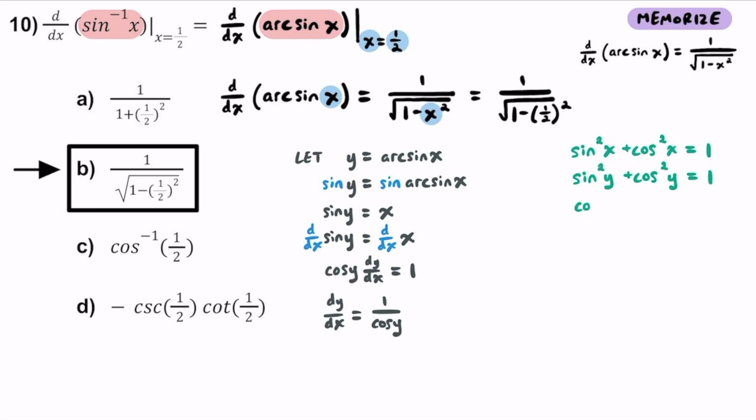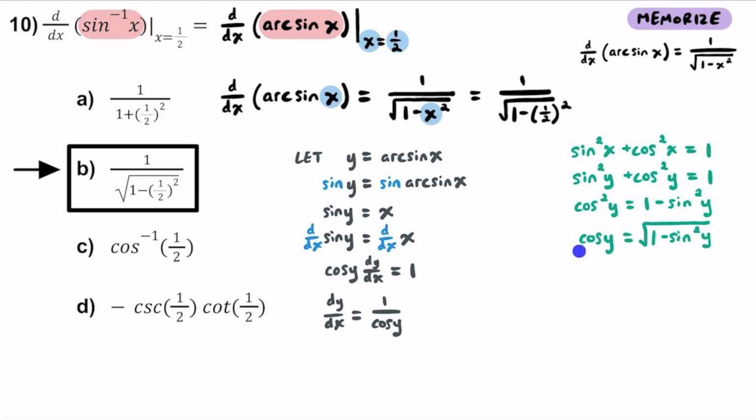Now if we solve for cosine squared of y and subtract sine squared of y from both sides, cosine squared of y is going to be equal to 1 minus sine squared of y. Next, by taking the square root of both sides of this equation, we can go ahead and say that cosine of y is going to be equal to the square root of this 1 minus sine squared of y.